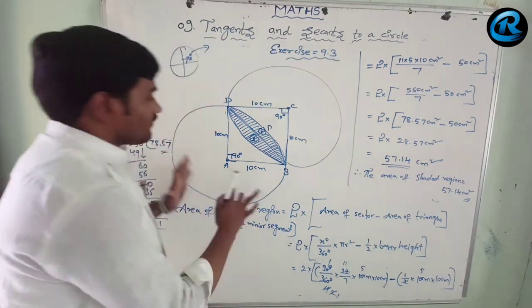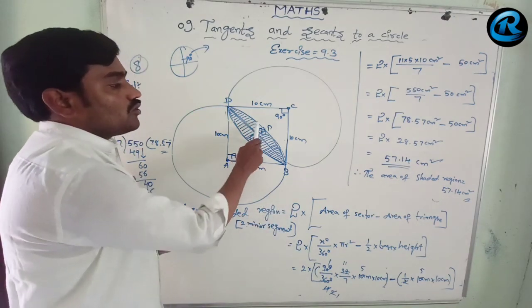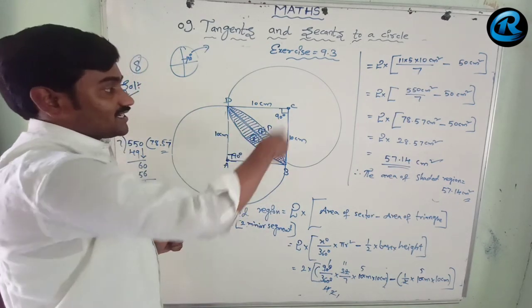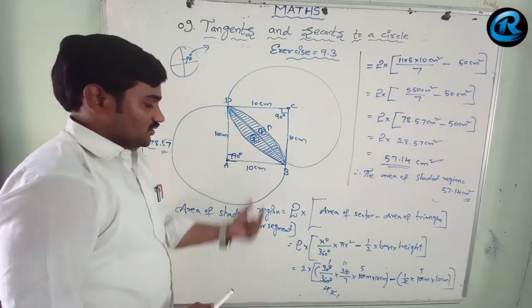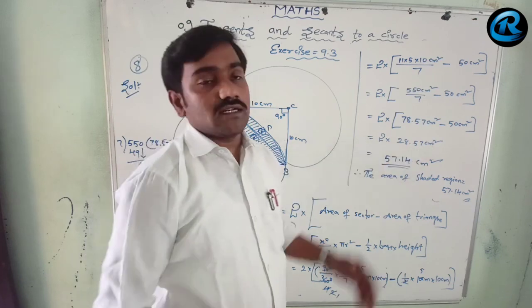And this is the way we need to solve it here. Why we have done 2 into? ఎందుకంటే ఇక్కడ 2 segments ఇచ్చారు, 2 quadrant circles ద్వారా 2 segments వచ్చాయి, 2 minor segments వచ్చాయి. సో 2 into అని చేసాం. సో వచ్చిన ఆన్సర్ని 2 తో గుణించాం.